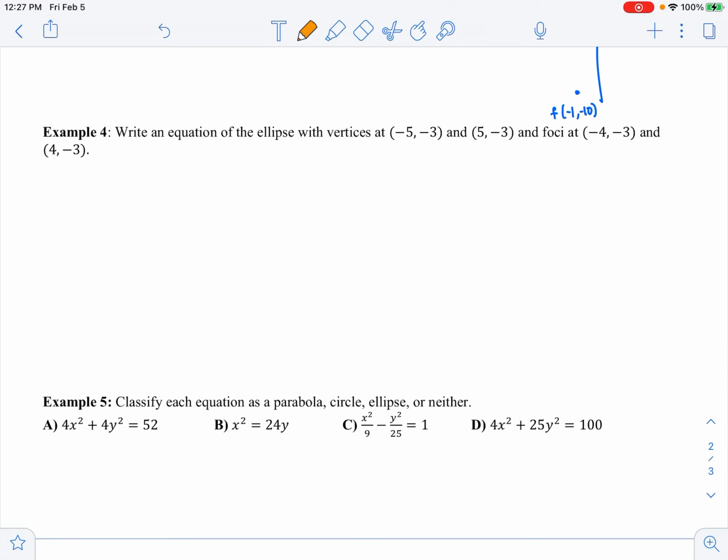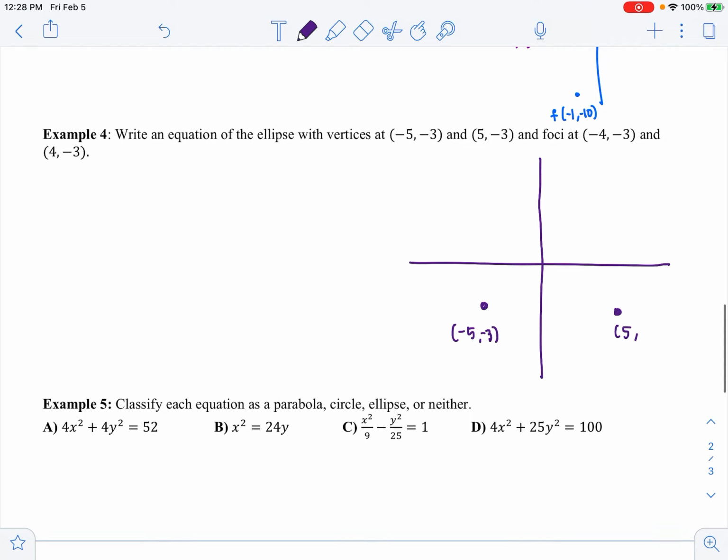Okay, last one, and then we're going to classify some of these below here. Write an equation of an ellipse with vertices and foci. So let's go ahead and sketch this. We have vertices at (-5, -3) and (5, -3). Oops, it doesn't look like a negative.